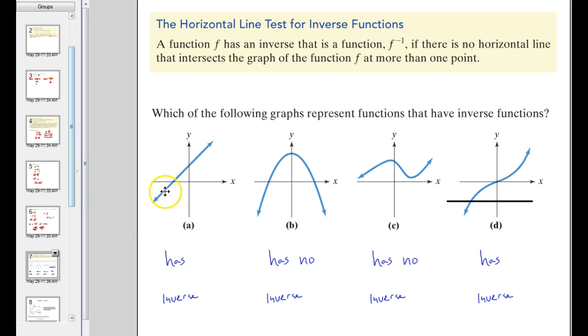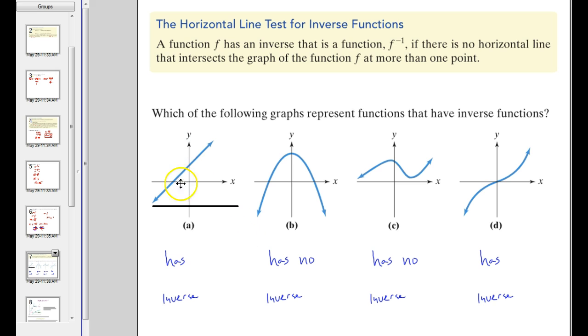Alright, now if you notice these two graphs that do pass the horizontal line test and the graphs that don't, what they do have in common is that they're always increasing. They're always getting higher and higher and higher. They never loop. They never go from increasing to decreasing at any point, or decreasing to increasing. And that's going to be a characteristic of these functions that have inverses. They're always increasing, or they could possibly be always decreasing.